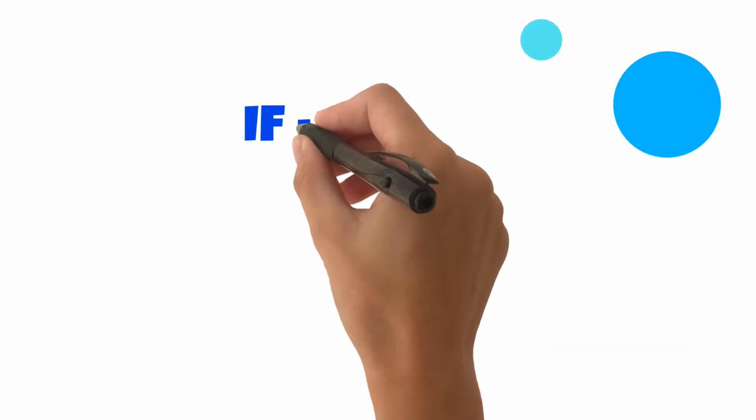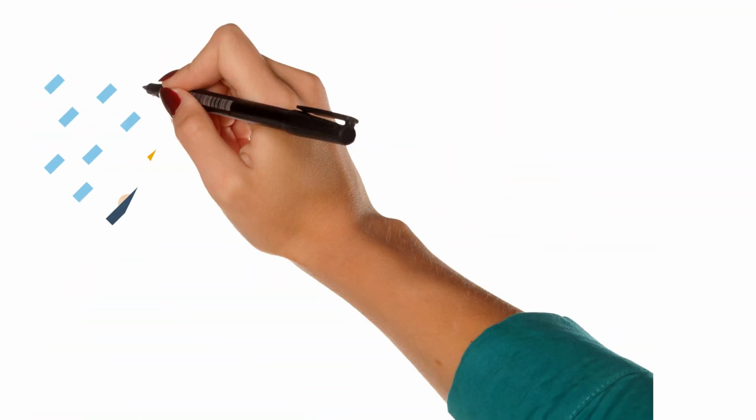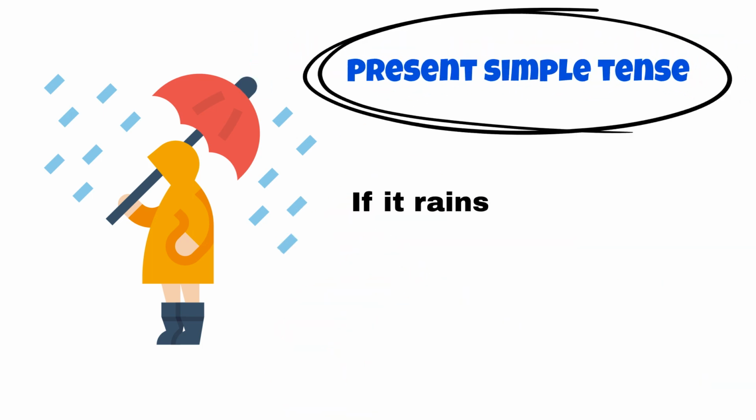First, we start with the if clause, which sets up the condition. We use the present simple tense here. For example, if it rains tomorrow.